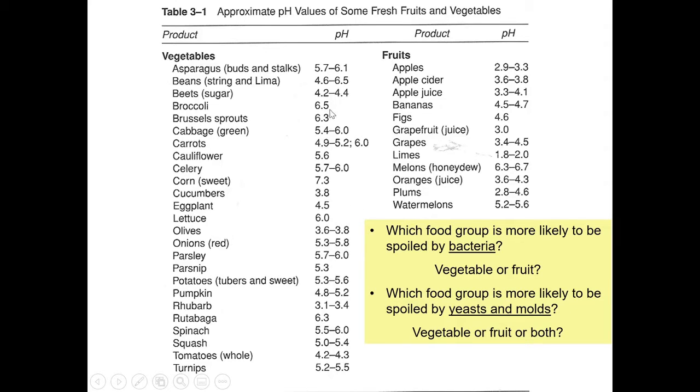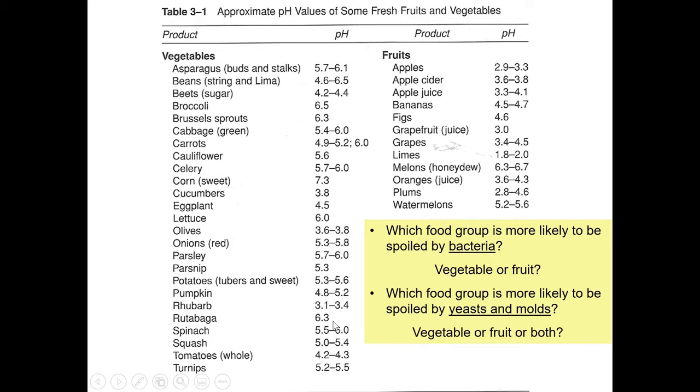And then here, if we look at our vegetables, we see that they're a lot higher, up towards 6, and some of them even getting up to 7 with corn. So the pH of vegetables is going to be higher, so that is going to be allowing more bacteria to spoil them.